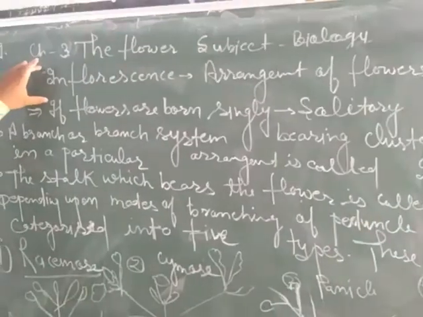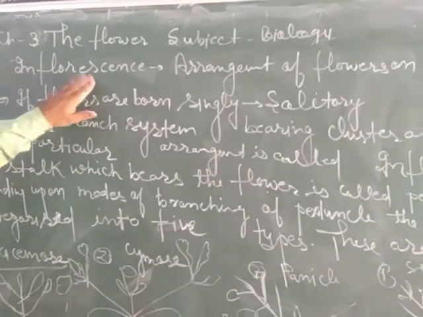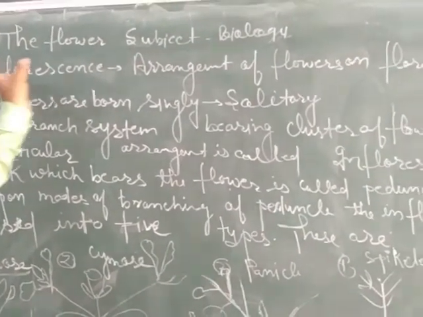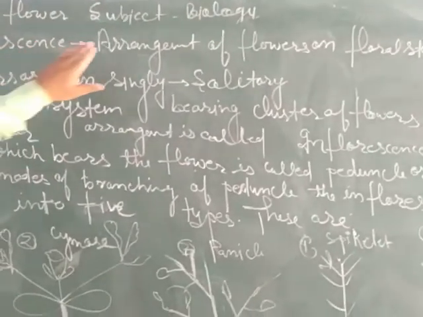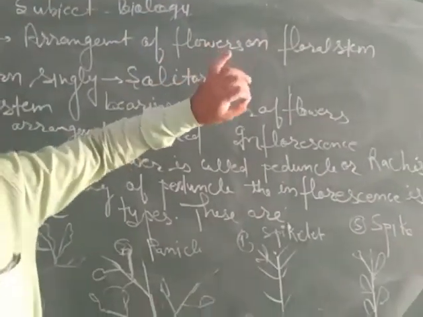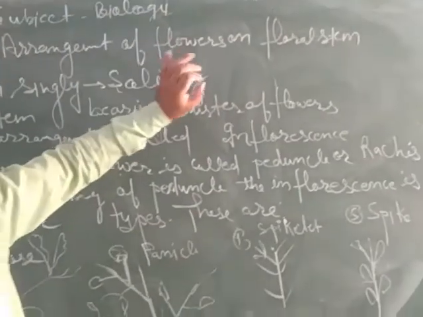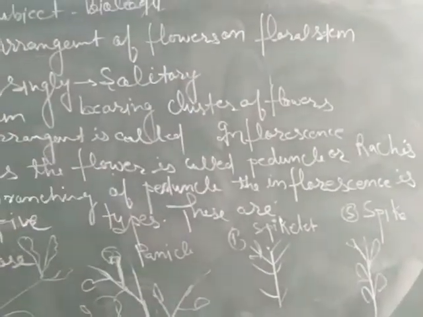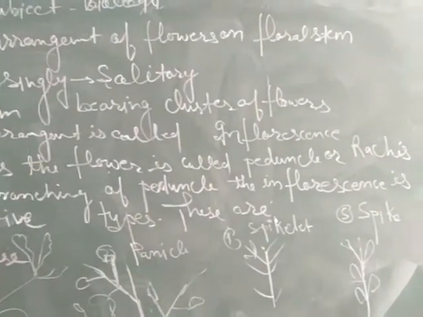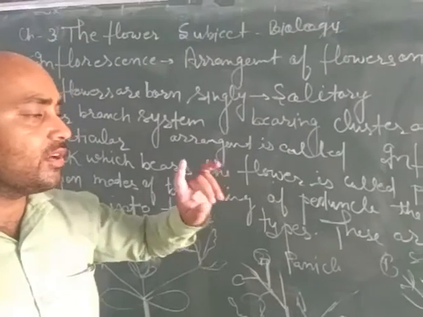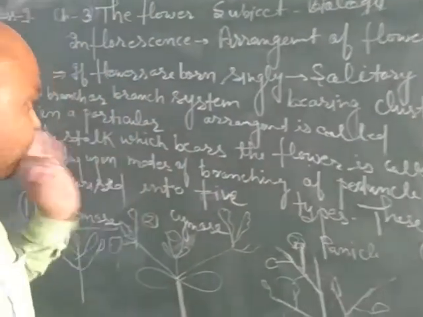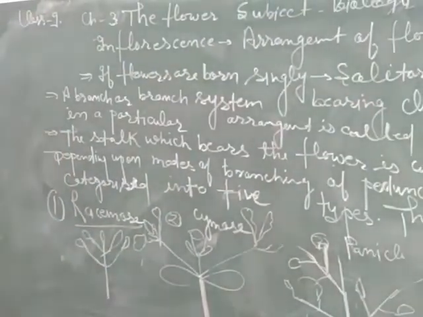Now we will discuss the next topic, that is inflorescence. What is inflorescence? It is the arrangement of flowers on the floral stem. If flowers are borne singly, such flowers are called solitary, meaning a single flower develops on a stem. It is called a solitary flower.